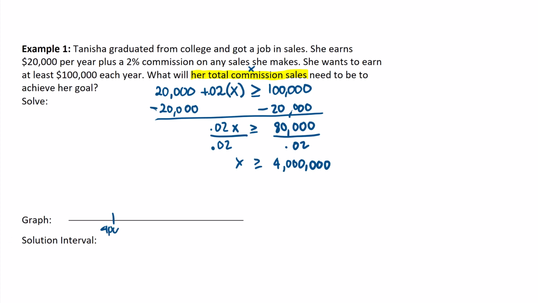We can graph this as 4 million, and we want x to be greater than or equal to that, so it would be a closed dot at 4 million with an arrow to the right. Our solution interval would be a left bracket, 4 million, comma, infinity, and a right parenthesis.